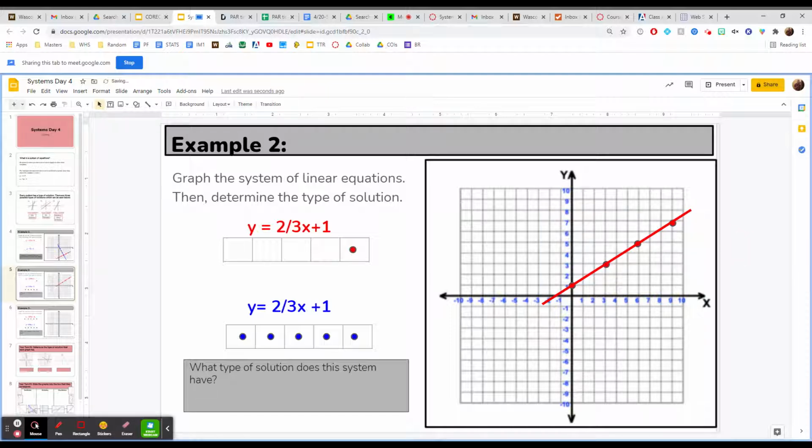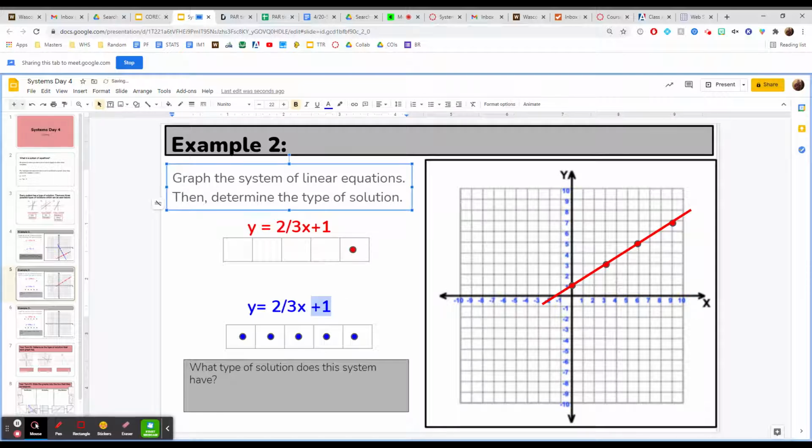Now let's move on to the second one. The y-intercept is 1 again, and I have 2 over 3 as the slope. So the change in y is 2, that means I'm going up 2. The change in x is 3, that means I'm moving 3 to the right. Now, what do you notice about these two lines in particular?